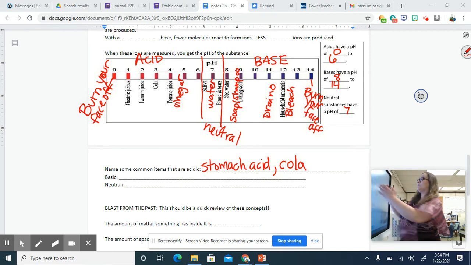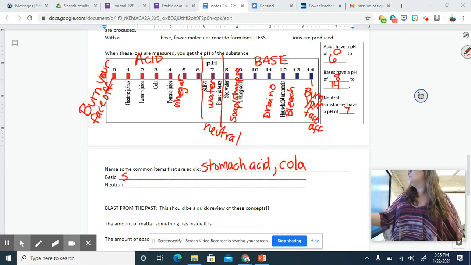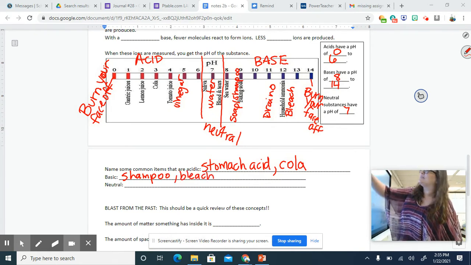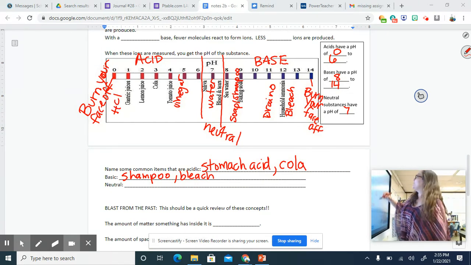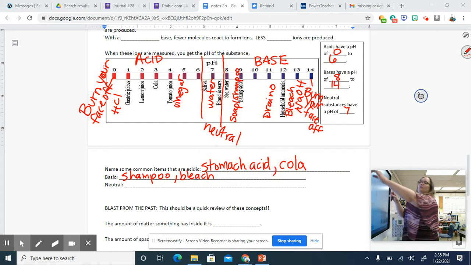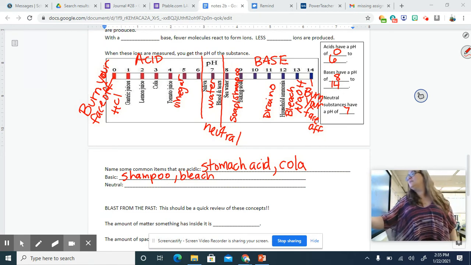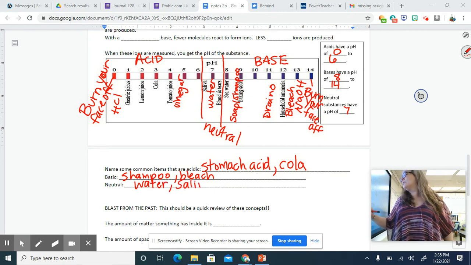All right, bases are all the things that are over here. So you could have written seawater, shampoo, baking soda, Drano, bleach. And then, of course, we've got hydrochloric acid and sodium hydroxide. Now, the thing is, hydrochloric acid and sodium hydroxide can go pretty much anywhere between 3 and 0 and between 11 and 14. It depends on how strong you make it. And then neutral: saliva, water, blood, and tears. All of those things are mostly water. So that's why they are neutral.